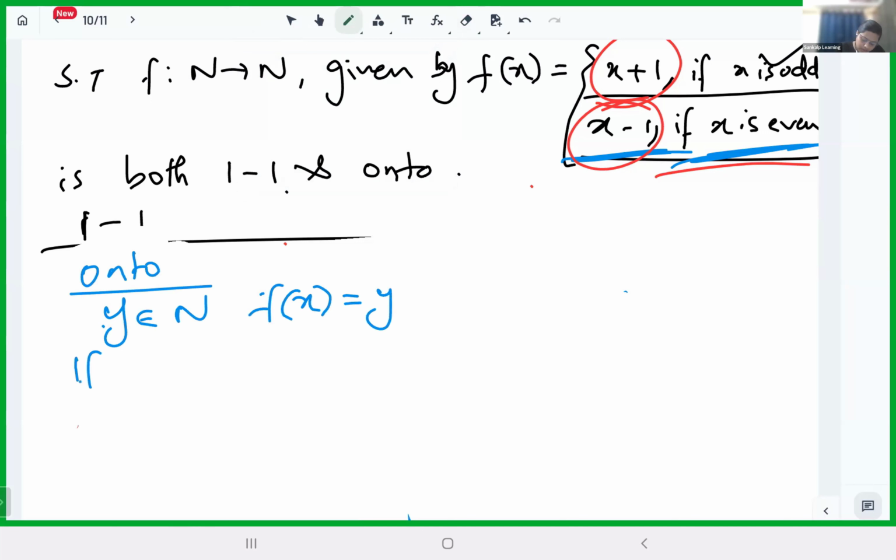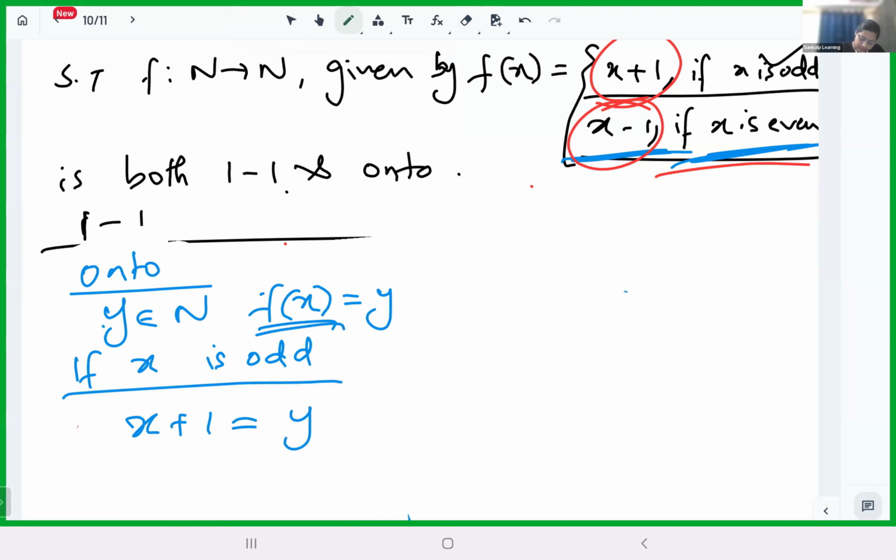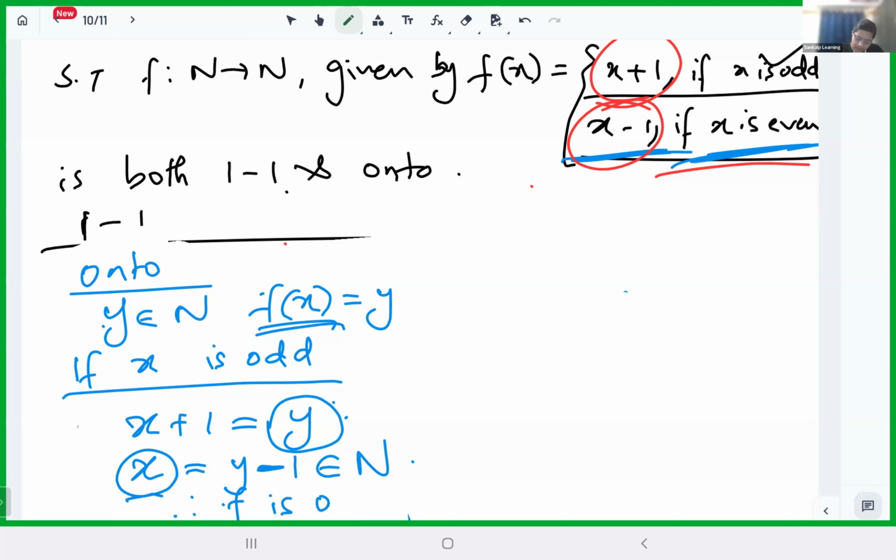If x is odd, what is f of x? f of x is x plus 1. So x plus 1 equals y, and from this x equals y minus 1. Since y is a natural number, y minus 1 is also a natural number. So x belongs to the set of natural numbers. Therefore, f is onto.